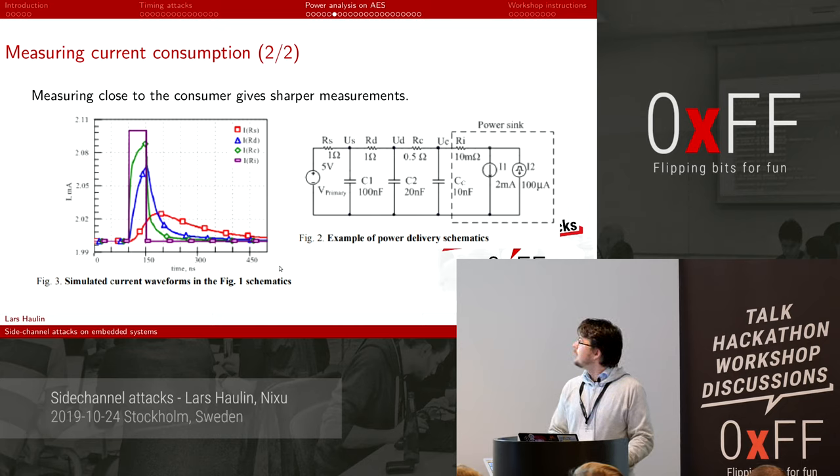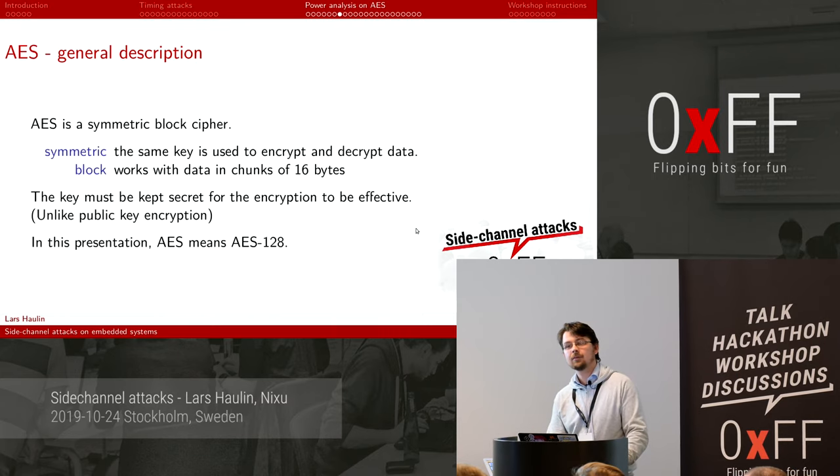So a common example when you do a power analysis like this is the AES algorithm. It is a crypto algorithm, a symmetric block cipher. Symmetric means it uses the same key to encrypt and decrypt data. And this is often what makes it interesting for leaking out the key in embedded systems, because the key is inside the device, and an attacker would often want to get it out to use. It works on blocks of 16 bytes, and the key should be secret. I will refer to AES-128 when I say AES in this presentation. There are other variations, but this is the simplest one.